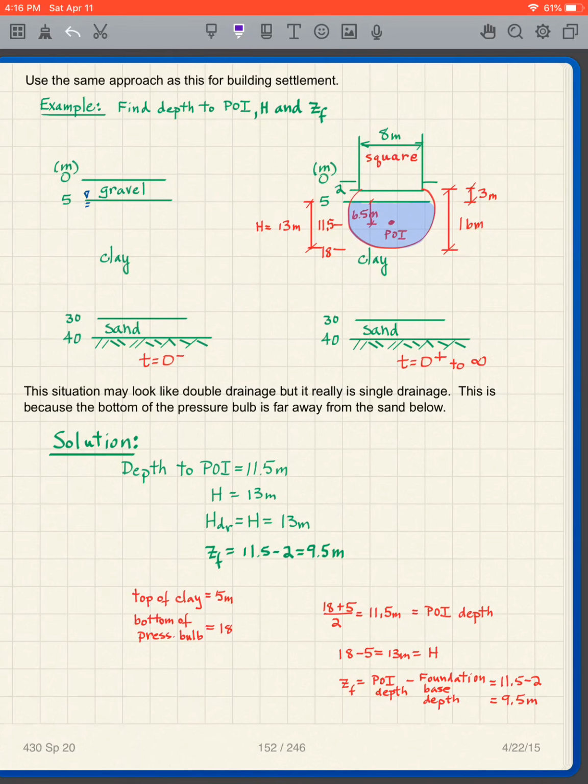Again, the main thing that we're interested in is the bottom of the pressure bulb and the top of the clay. The bottom of the pressure bulb is at 18. The top of the clay is at 5. So our answers are 18 plus 5 over 2 gives us the point of interest depth. 18 minus 5 gives us H, 13 meters. And then the Z sub F is the point of interest depth minus the foundation base depth. We get 9.5 meters.